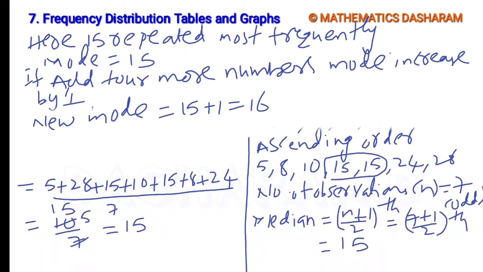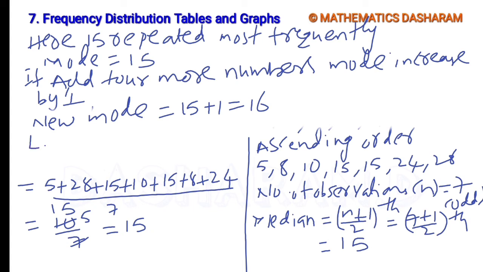But now the new mode is 16. So 16 must be repeated more than 2 times. Then only the mode will become 16. So more than 2 times means maybe 3 times or 4 times. If 16 is repeated 4 times, then the mean and median will not stay the same, they will change. So that is why it is repeated only 3 times.